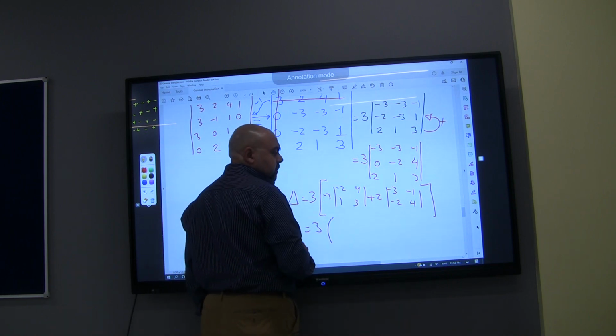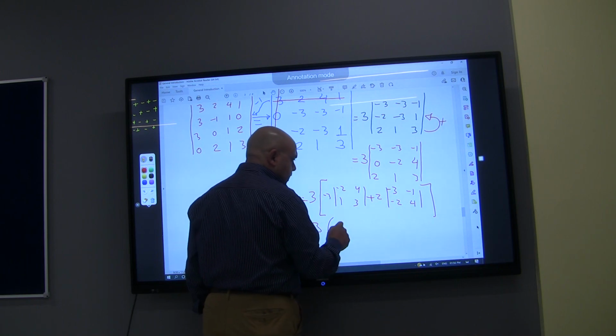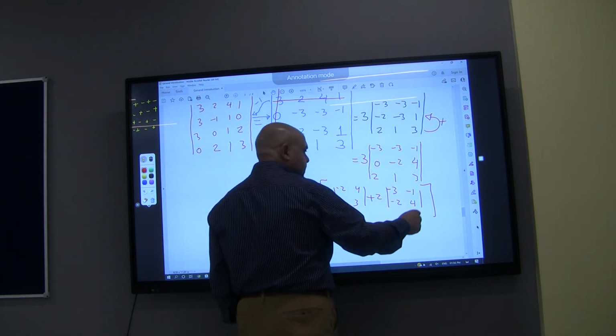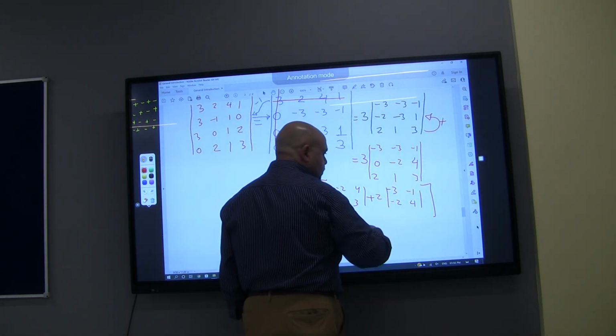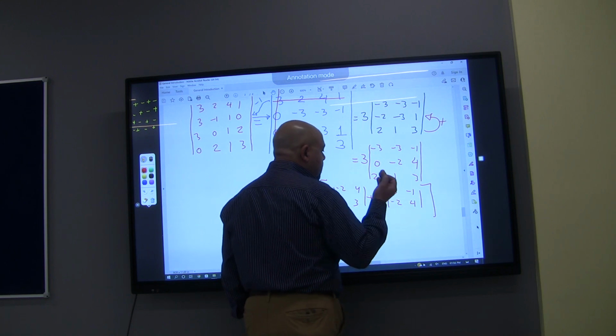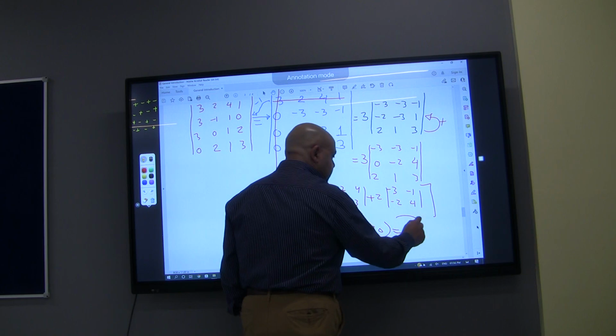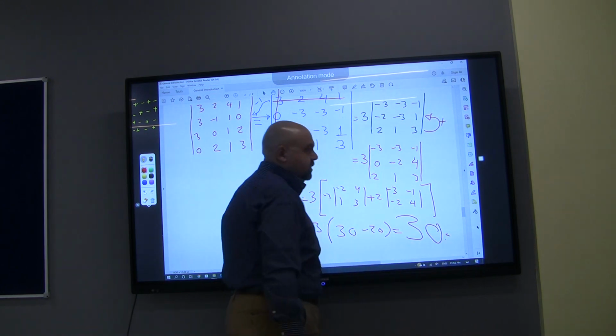-2 times 3 is going to be -6. The negative portion is going to be -10 times -3, so you will end up having 30. This one is going to be -12 plus 2, so it's going to be -10. -10 times 2 is going to be -20. The result will be 30, as you can see.